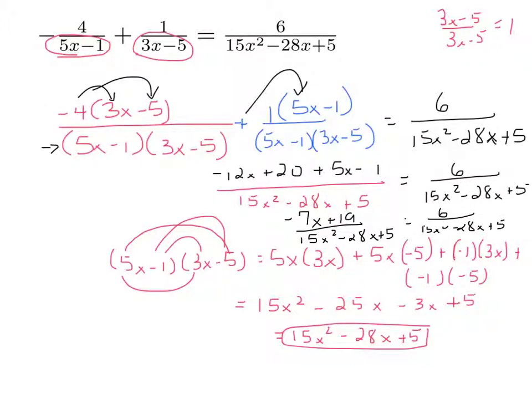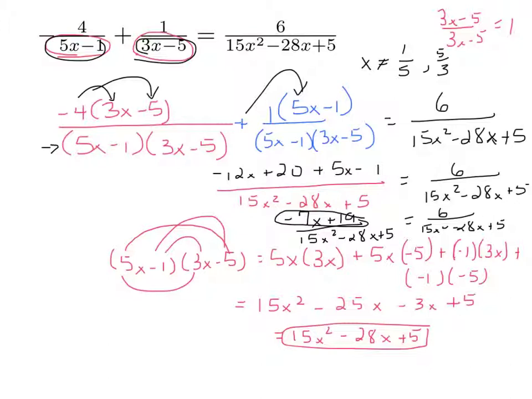Now since the denominators are the same, you have to keep in mind that x cannot equal 1 over 5 or 5 over 3, because if it equals that, then these two denominators are 0. So you cannot have that. So you keep that in your mind just in case. But taking into consideration that the denominators are the same, then all you have to do is make sure that this numerator is equal to this numerator.